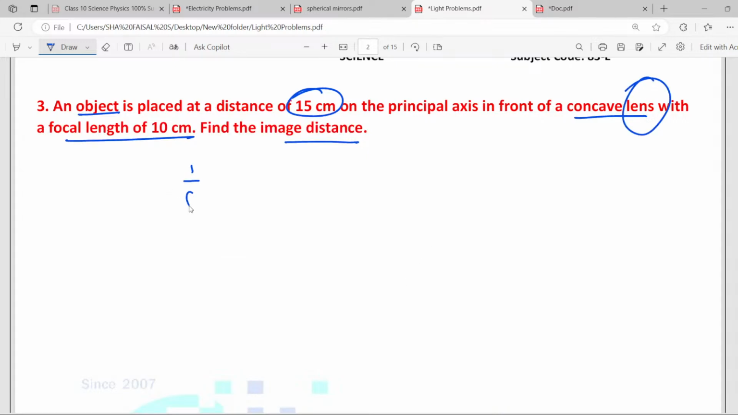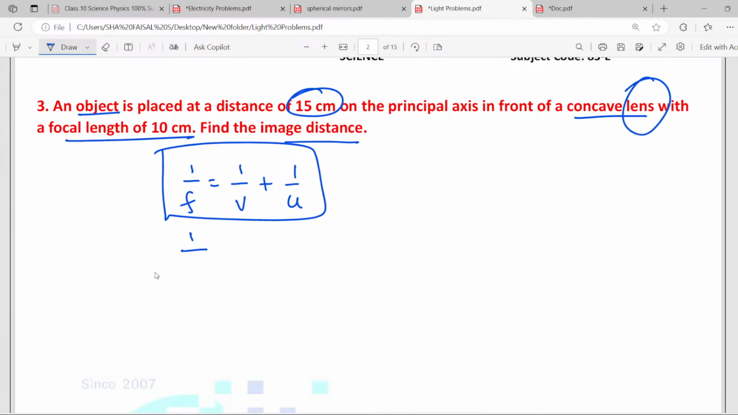So we know that 1 by f is equal to 1 by v plus 1 by u. This is called the lens formula. Clear? Now what is the focal length they have given? 10 centimeter. So 1 by 10, since it is concave we should use minus, is equal to 1 by image distance, we don't know v, plus 1 by u. U is object distance, 15. Whether it is concave or convex, the object distance should always be negative.